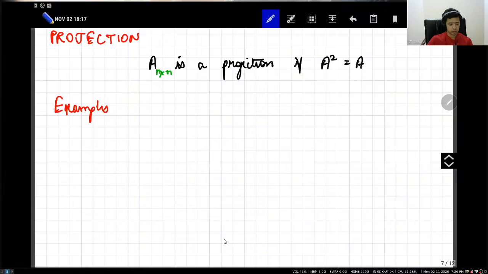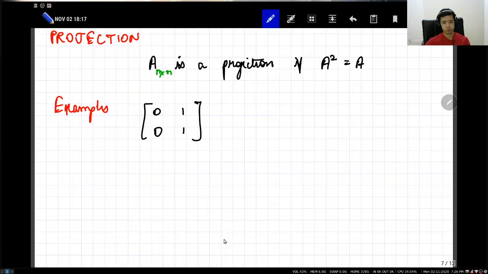So let's see some examples. Here is one simple example: 0, 0, 1, 1. You should see that if you square this particular matrix, then it is equal to the matrix itself. But I also want you to pause this video and think about what this particular projection matrix represents. So geometrically, what is this doing to any point in the xy plane? Think about what this is projecting onto.